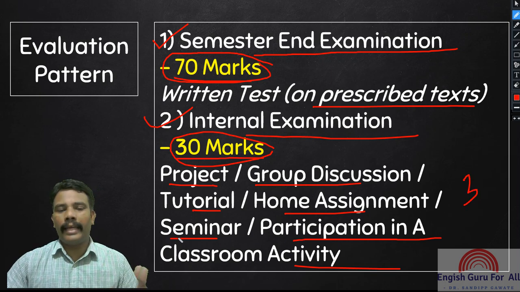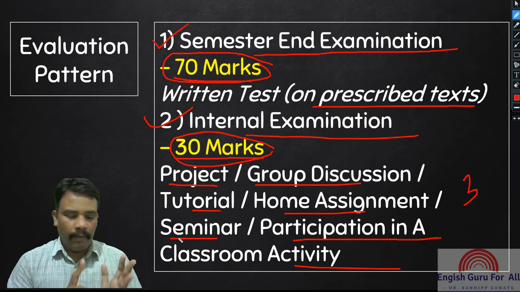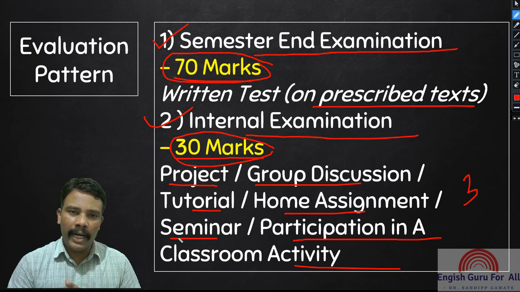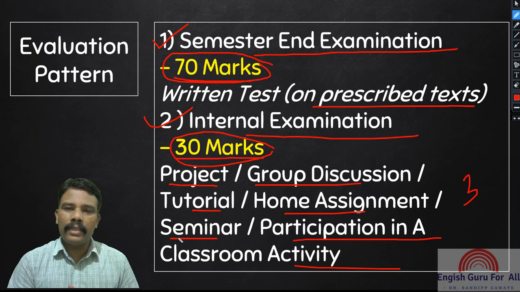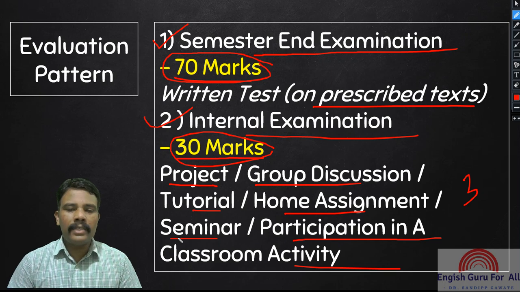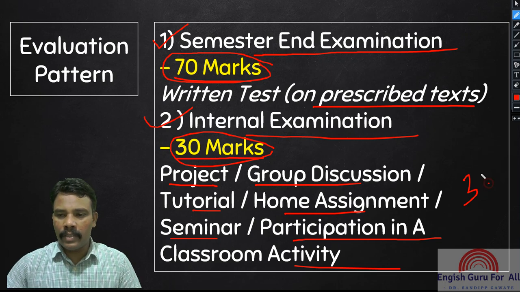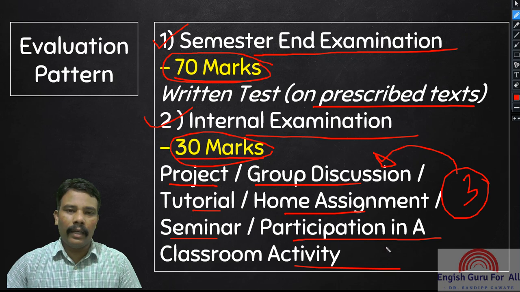For internal examination, here you need to understand, do not get confused. The evaluation pattern is 70-30. 70 marks for the semester end examination, 30 marks for the internal examination, and some points are given over here by the university. So we have to consider these parts, and any 3 parts will be considered while doing any kind of internal evaluation. Hope this is clear for everyone.